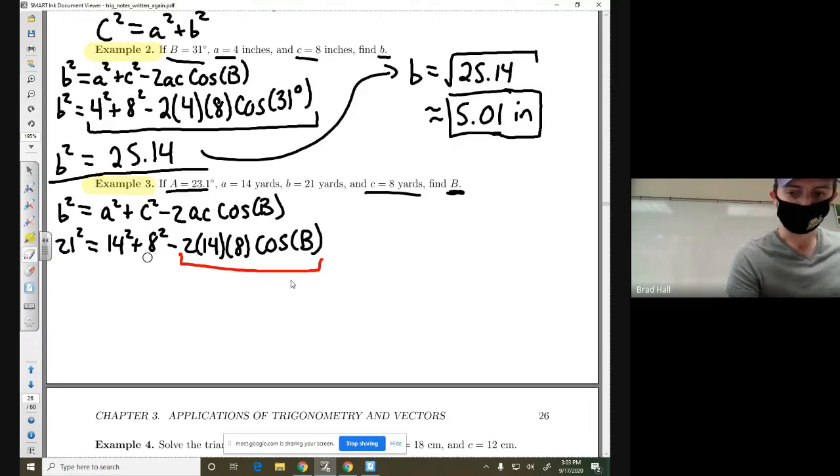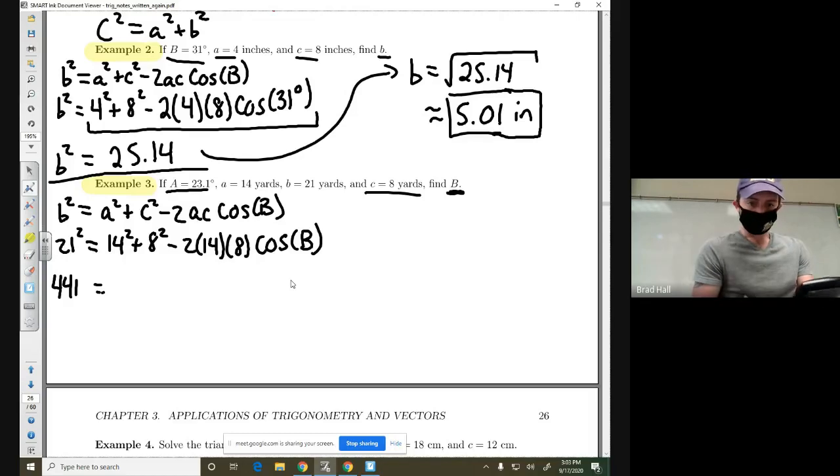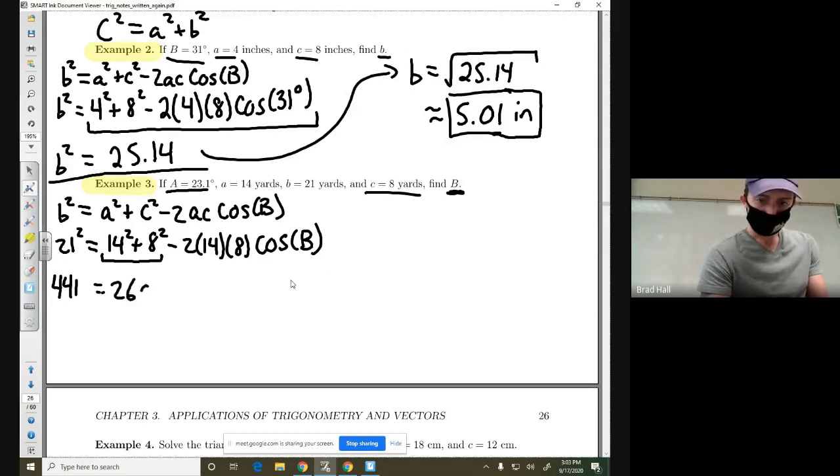So what you can do instead, to not get that automatic point deduction, well, if anything, let's go ahead and clean up some of the finer details. So 21 squared, that's 441. 14 squared plus 8 squared, we can do that. So that's 260. And then minus, and we can do all of that. 2 times 14 times 8.